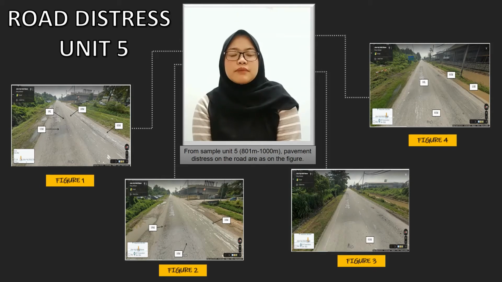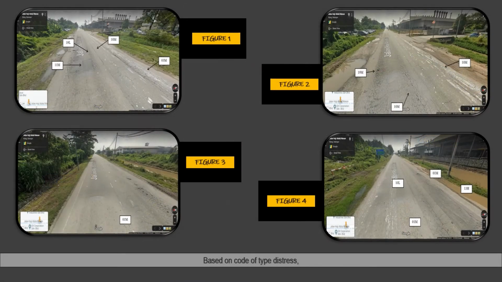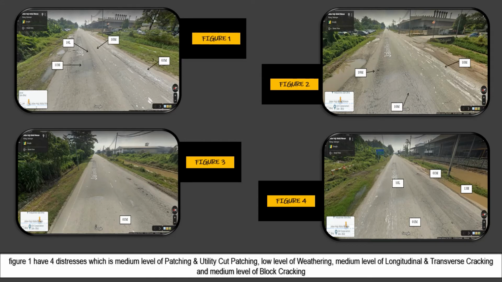From sample unit 5, 801 meter to 1000 meter, the distress pavement on the road is as in the figure. Based on code of type distress, figure 1 has 4 distresses, which is medium level of patching and utility cut patching, low level of weathering, medium level of longitudinal and transverse cracking, and medium level of block cracking.